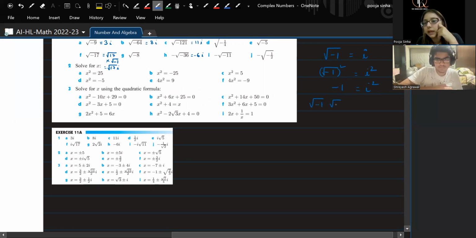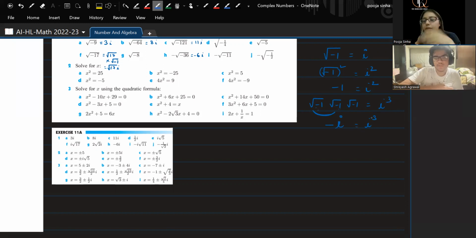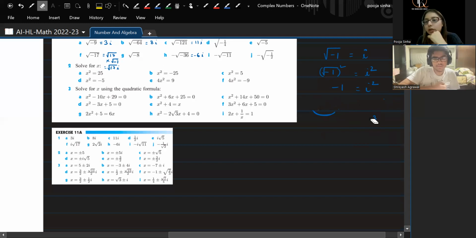Under root of -1 whole cube, that's under root of -1 three times, which is i cube. So what's the value? Multiply these two, it becomes -1 and under root of -1, which is how much? -i. So can I just write that -i is equal to i cube? That's how you keep figuring out. Every time it will be either in terms of -1, 1, or i. Only the coefficient will be different. So got this point?